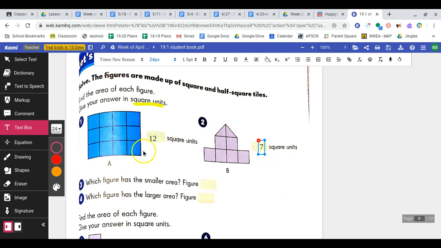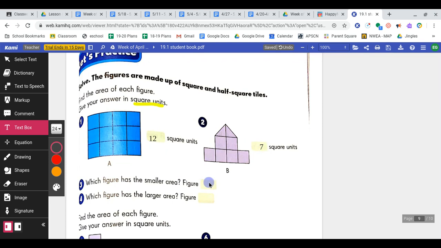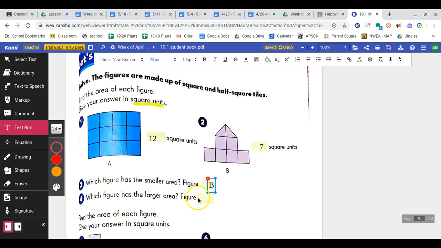So looking at the two of these, you can probably immediately tell without even looking at the number which one has a smaller area, but also we can use the number to see that figure B has a smaller area and figure A has a larger area.